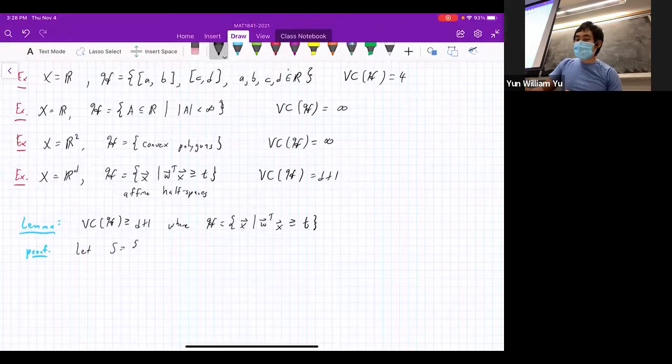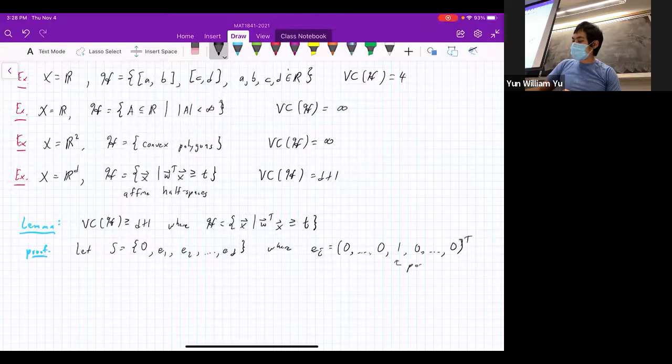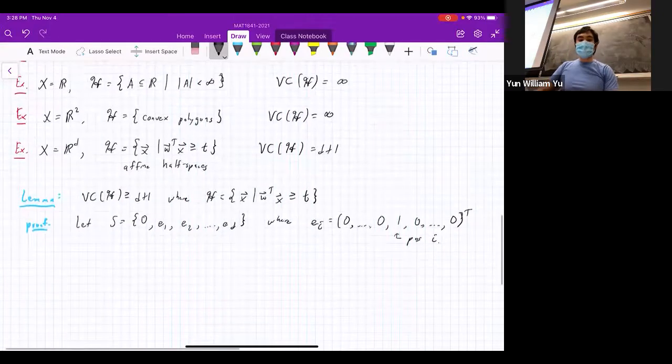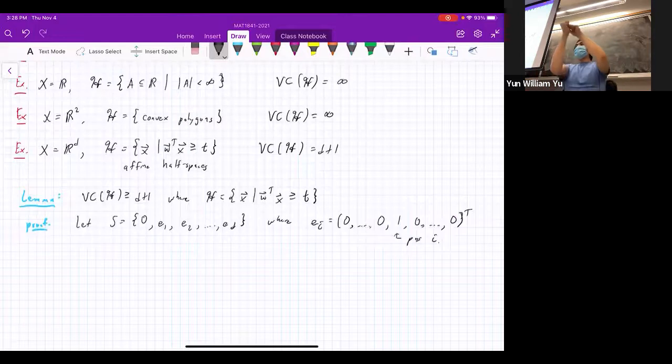Let S be the set. We're going to start at 0, and then we're going to take all the elementary directions, e1, e2 through ed, where each ei is the zero vector, except obviously a 1 at position i. So you can think of this as starting at the origin, going in every one of the primary directions, and building that polytope.